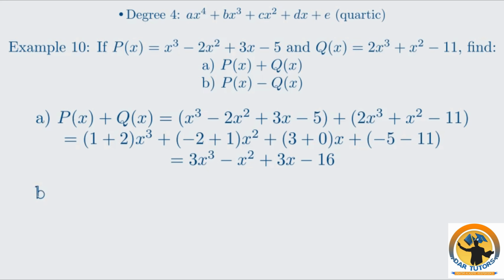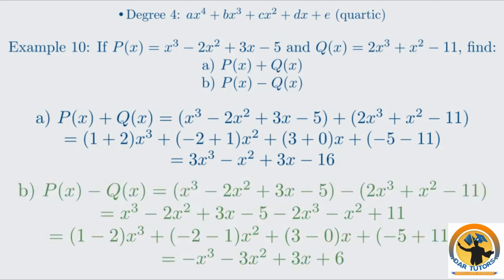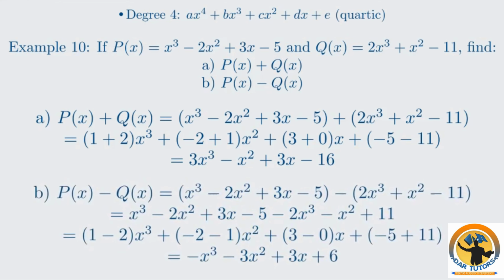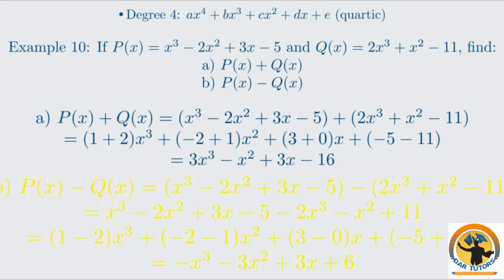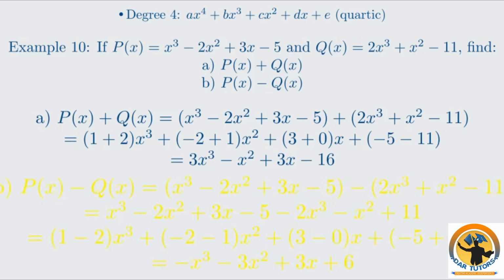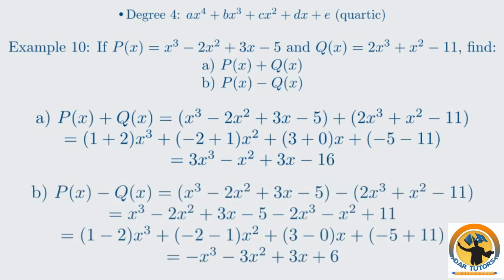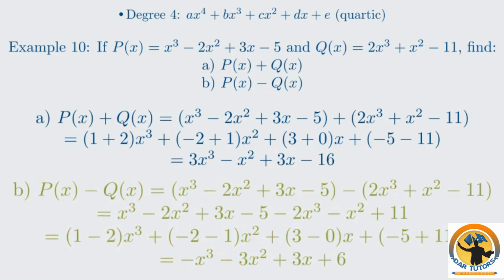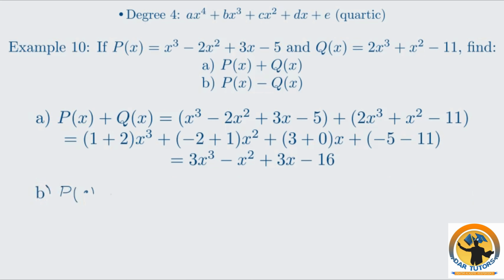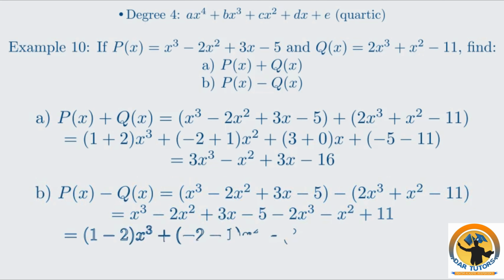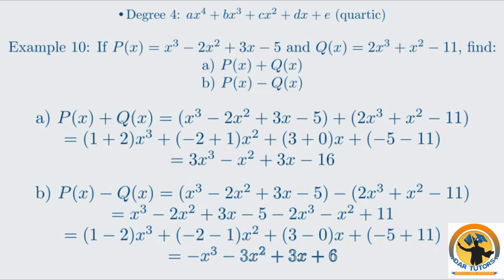For the difference, it's crucial to distribute the negative sign to every term in q of x. So we have x cubed minus 2x cubed, which is negative x cubed. Negative 2x squared minus x squared is negative 3x squared. 3x minus 0 is 3x. And negative 5 minus negative 11 is negative 5 plus 11, which is 6. The difference is negative x cubed minus 3x squared plus 3x plus 6.